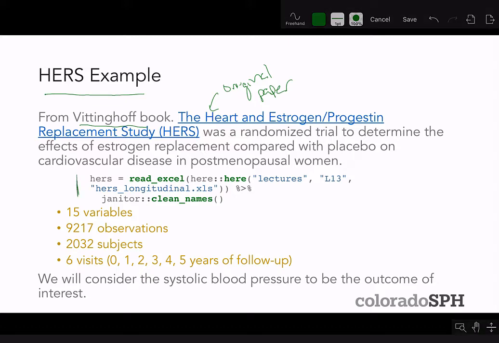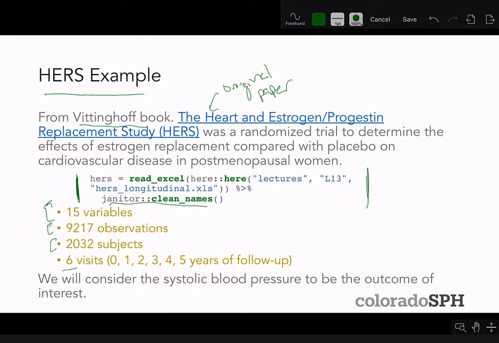The data is available online, but I also put it on Canvas, and you could read it in using the read Excel statement, and I'm also cleaning the names here. I'm just making them all lowercase because I like that style better. That's what that function is doing. And the data has 15 variables, which I'm not listing all out here, over 9,000 observations and over 2,000 subjects. So this was a big study.